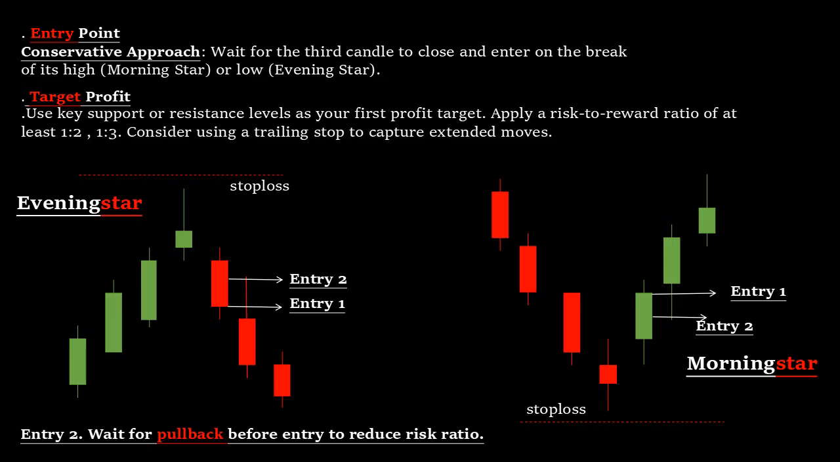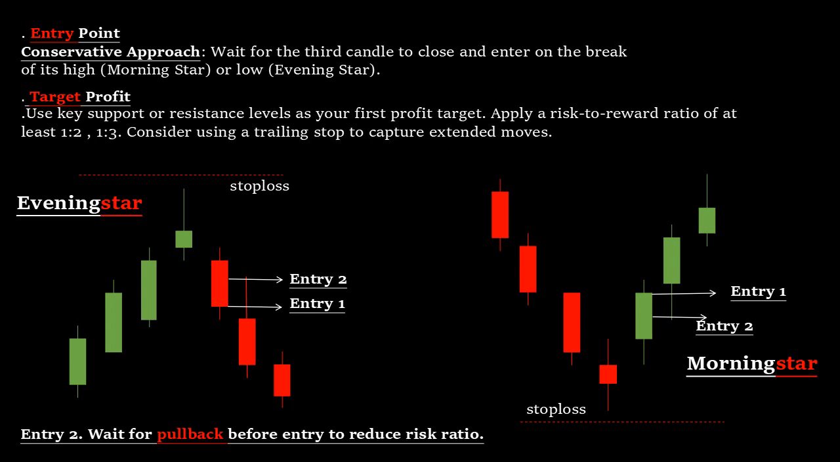Step 3. Entry point. For conservative traders, wait for the third candle to close and enter on the break of its low, for an evening star, and high for a morning star. Aggressive traders might enter after the second candle if other indicators, such as RSI divergence or moving averages, support the reversal, though I advise against this approach.